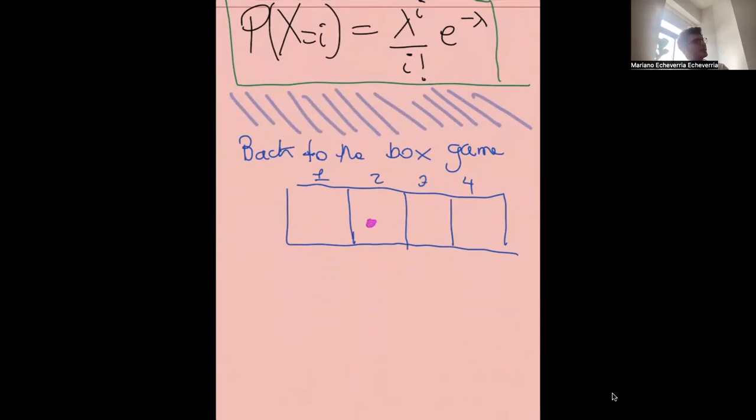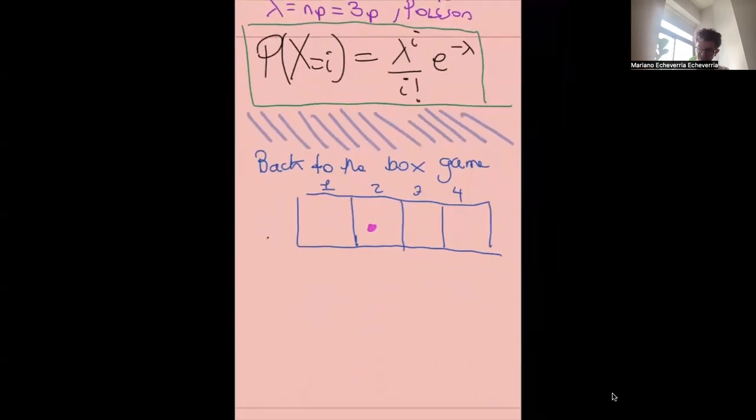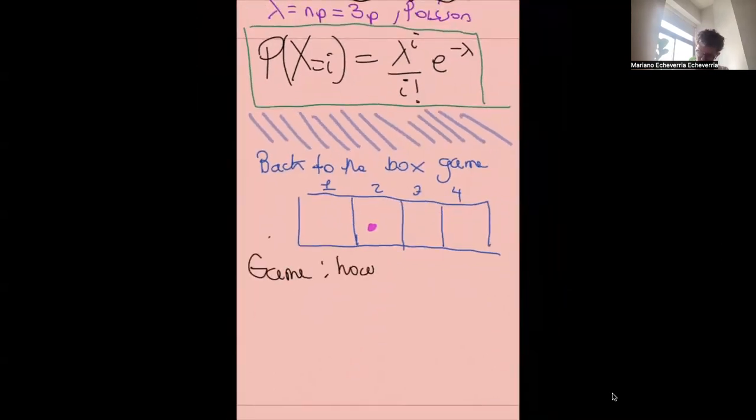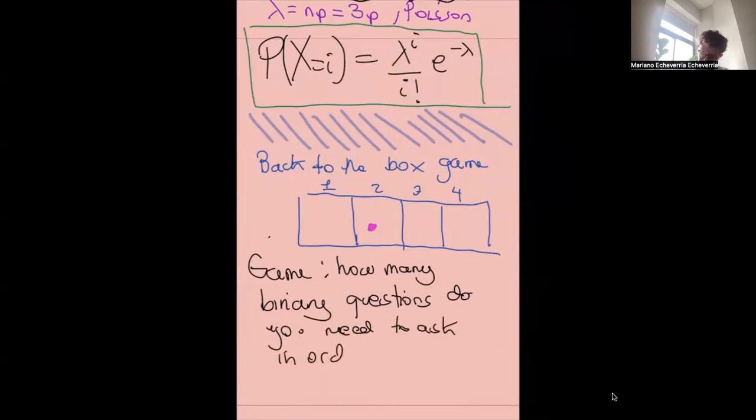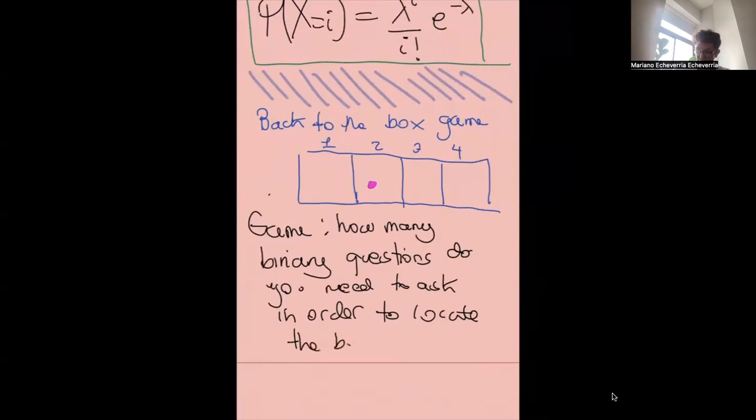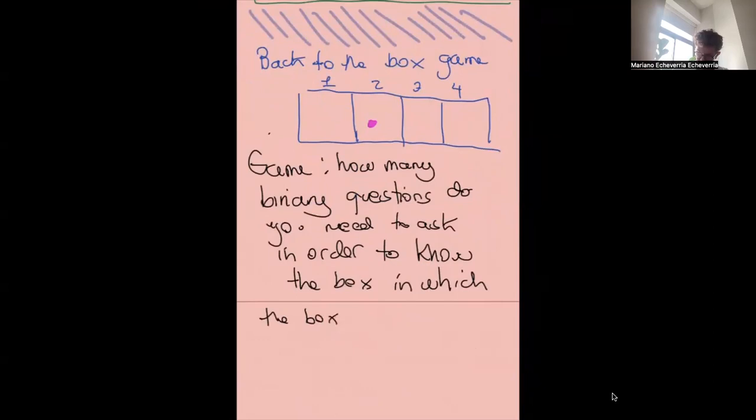The game was, how many questions do you need to ask? How many binary questions, so the answer can only be yes or no. So here's the game: how many binary questions do you need to ask in order to locate the box in which the ball is located, in order to know the box in which the ball is located?